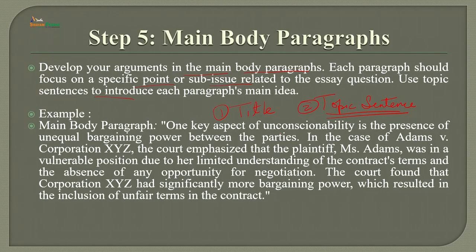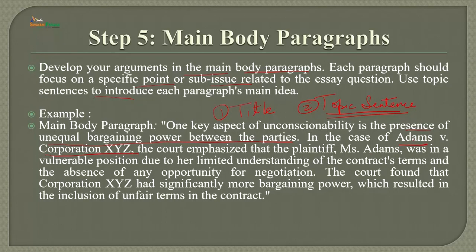One key aspect of unconscionability is the presence of unequal bargaining power between the parties. In the case of Adams versus Corporation XYZ, actually I have taken some fictional or fictitious characters in order to come up with the explanation part, because that will create a problem. I have taken Adams versus Corporation XYZ because we are going to learn how to draft an essay. We are not going to comment on anything like this.